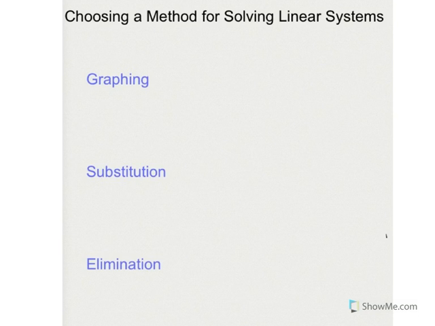Okay, today we're going to look at choosing a method for solving linear systems of equations. We've learned three methods: graphing, substitution, and elimination. Let's take a look at graphing first.